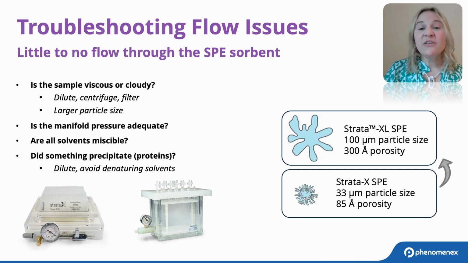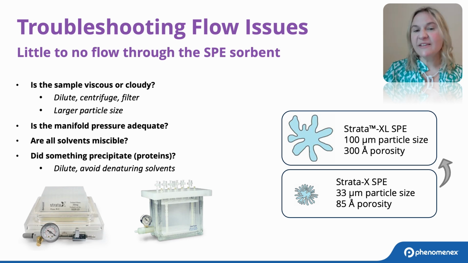Next, consider the manifold. The pressure needs to be high enough to generate flow. You should check your manifold or instrumentation for these issues. Sometimes it could be even a specific location in the manifold that's causing the problem. If this was the reason for flow issues, it would be seen during the conditioning solvents and the blanks.